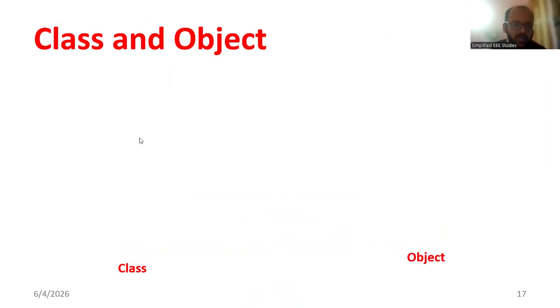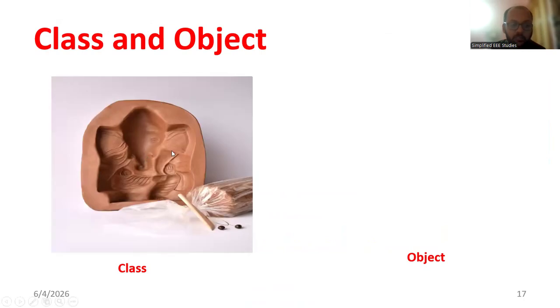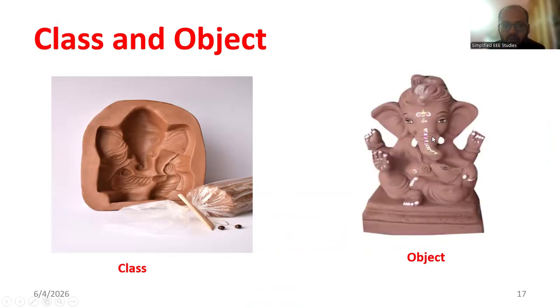You might have seen this shape of this mold, right? One Ganesha idol, with the mold or shape you can observe. Number one, you can see on the extreme left side. On the right side, you can see the Ganesha idol. So the shape of the idol is already available there, then the original object, that is the Ganesha idol, is present over there.